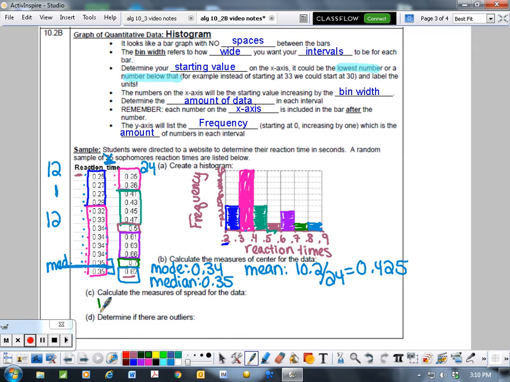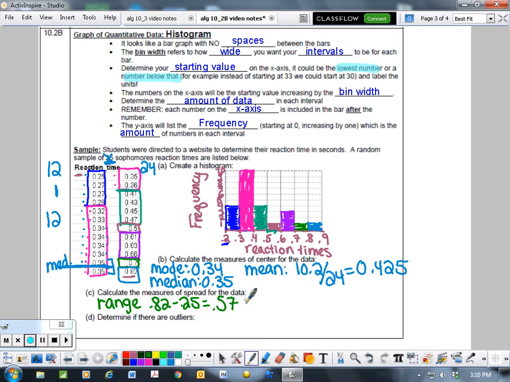So let's start with range, because range is easier. So 0.82 minus my smallest number, 0.25. And that's going to give me 0.57.